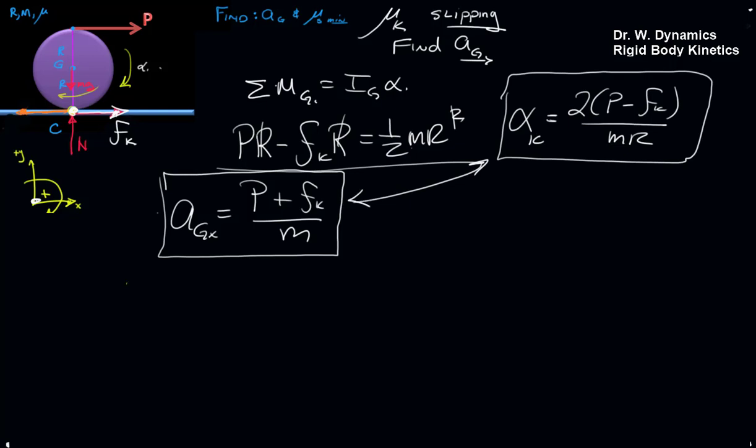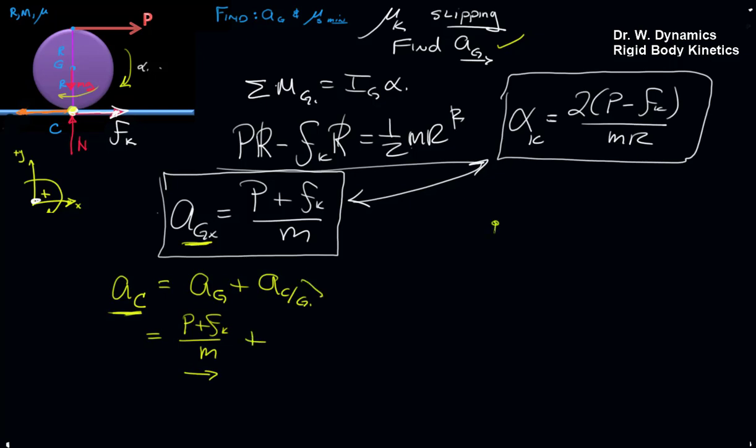we would use a relative acceleration and use the points that C is good enough. So the acceleration of C, well, that's the acceleration of G, which is that, we're done. But let's find the acceleration of point C in this case with friction. It would be the acceleration of G plus the acceleration of C with respect to G. That's what I'm now looking for. This we have, it's P plus Fk on M, and it's in this direction, plus, all right, C with respect to G. We're on G looking at C.